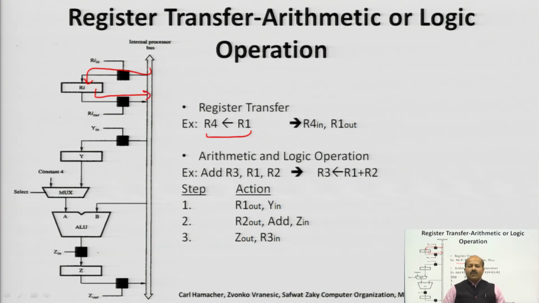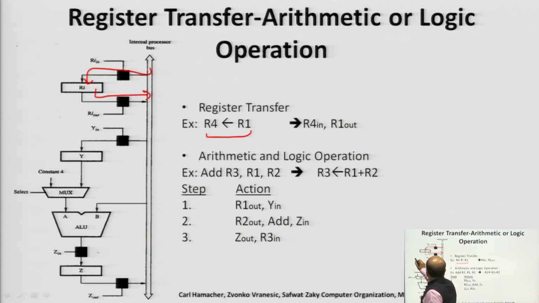So, we have to check what path is available for any data transfer, or we have to provide a path between any two components between which we want to transfer the data. The gates will be opened accordingly. In this case, the data of R1 will be transferred to R4, so out of R1 will be opened and in of R4 will be opened, because we have to provide the connection between R1 and R4.